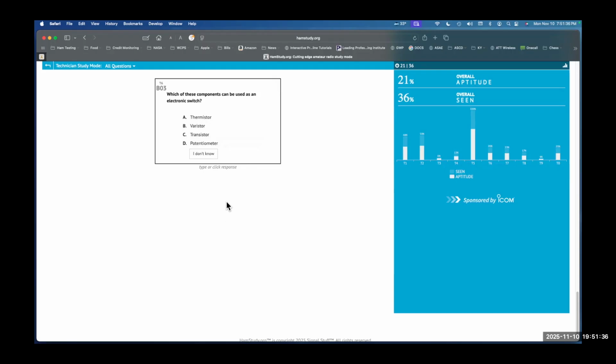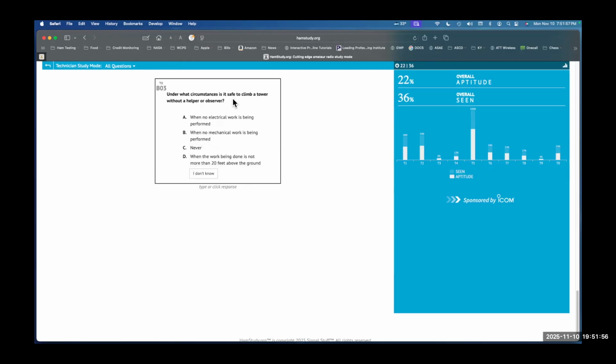Was it D? Transistor. I'm going to go with C, transistor. Oh, potentiometer is an adjustable resistor, remember? And where do you see that on your radio? The volume? The volume. Yes. Okay. So it's going to be transistor.